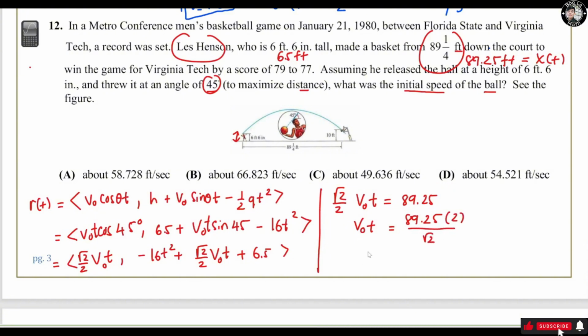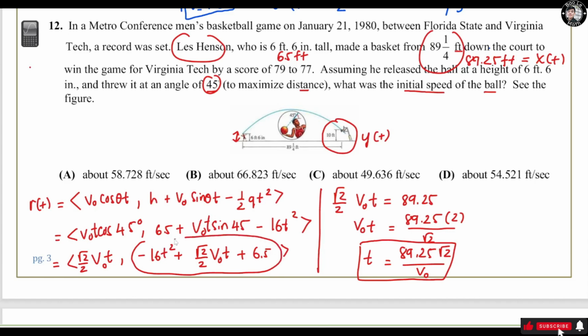Now divide both sides by V0, so t equals 2 divided by root 2, which is root 2, so it could be 89.25 times root 2, divided by V0. Now we have this information right here. This is actually y of t, so y of t equals this right here.